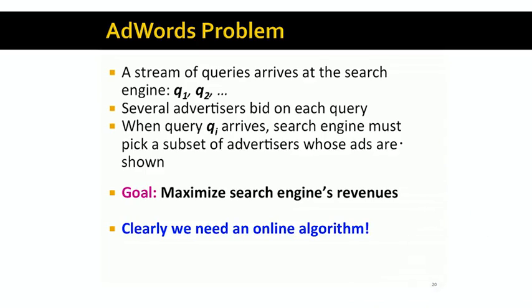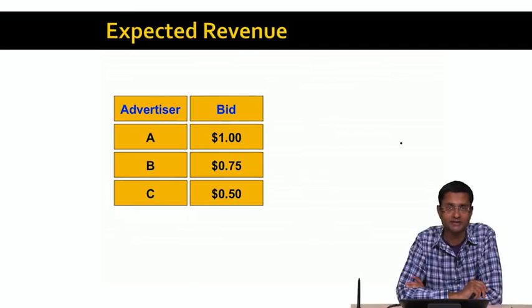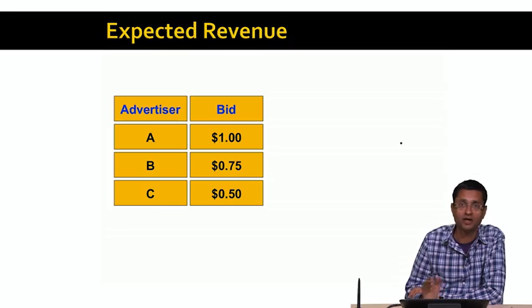Now, it turns out that there is a very simple heuristic that you can use to create an online algorithm for the AdWords problem. And that heuristic is called expected revenue. Let's first look at a very simple example. Let's say we have a particular query Q, and we have three advertisers, A, B, and C, who have each bid on query Q. And their bids are shown in this table here. Advertiser A has bid $1 for each click. Advertiser B has bid 75 cents for each click. And advertiser C has bid 50 cents per click.